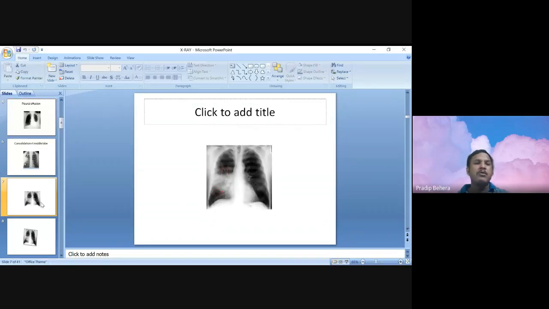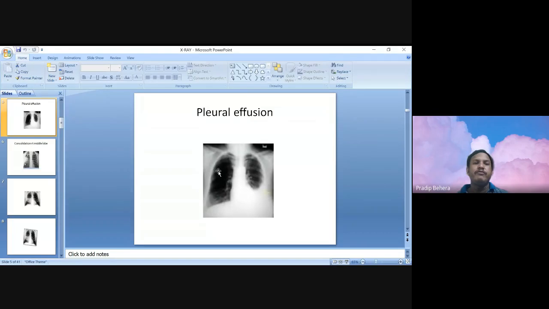So now after pleural effusion, I hope all of you will be able to identify pleural effusion. Sometimes there will be an encysted pleural effusion. That means the costophrenic angle is not obliterated, but there is a homogeneous opacity with a clear margin, which is located peripherally. So this is an encysted pleural effusion.